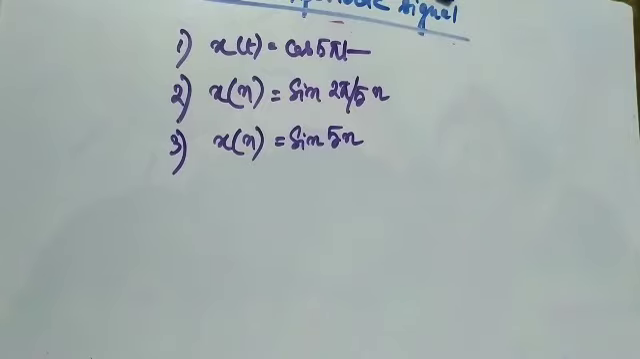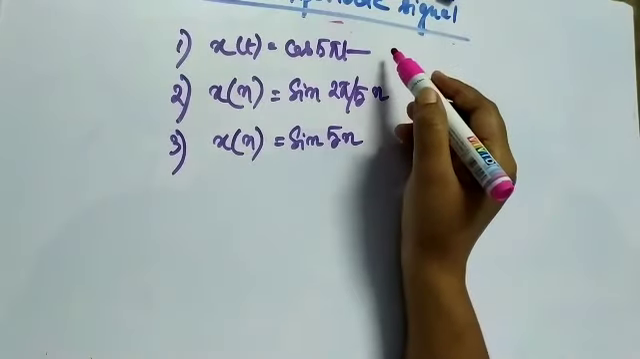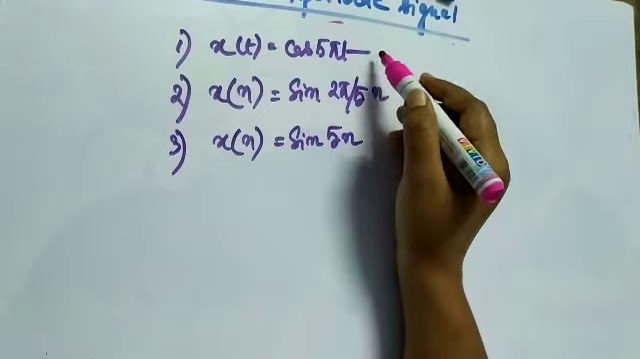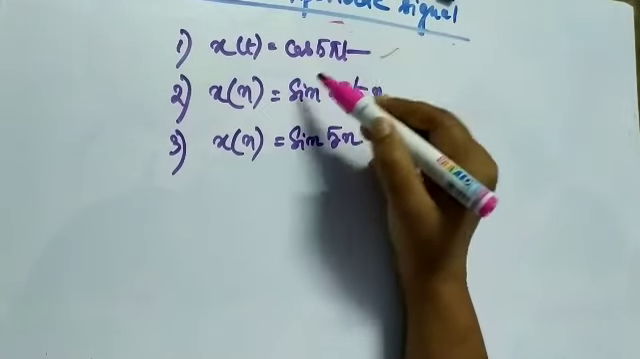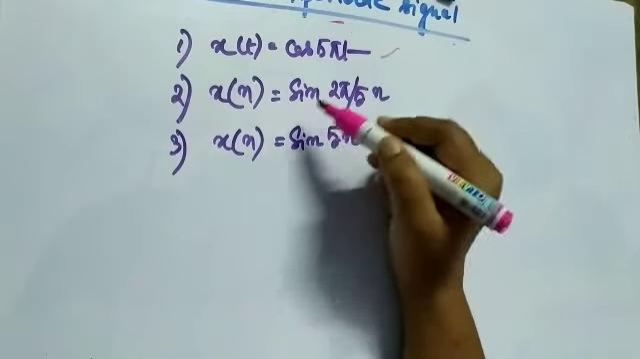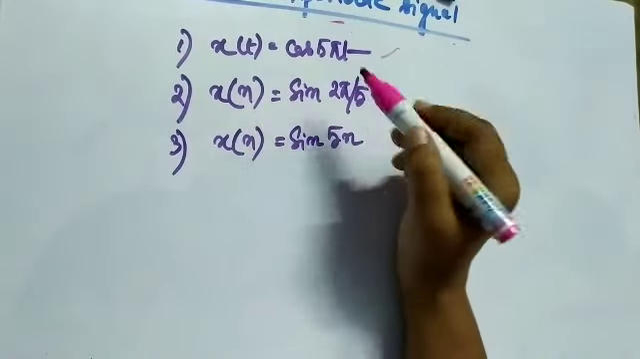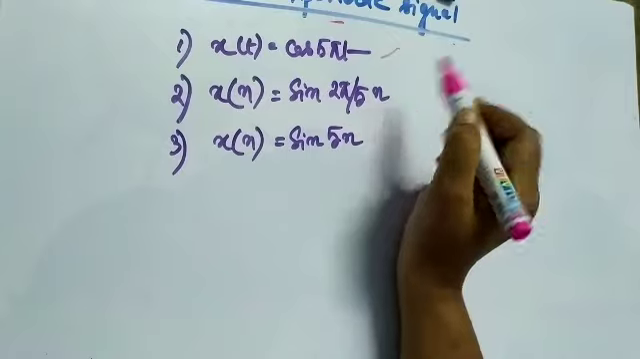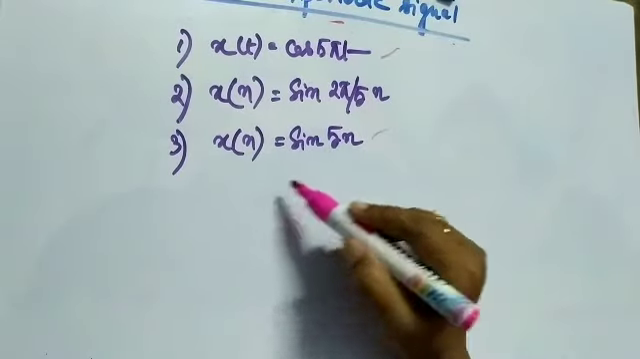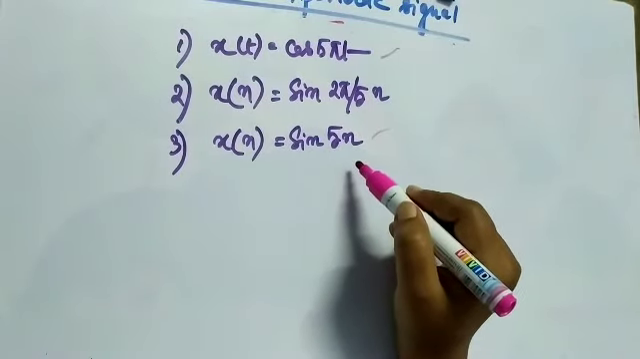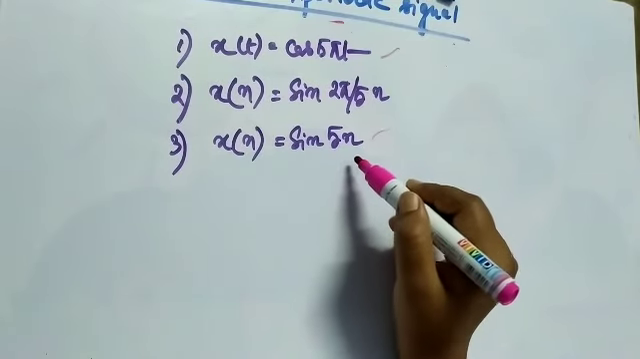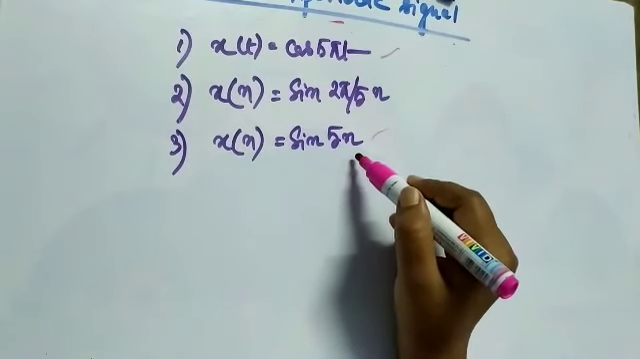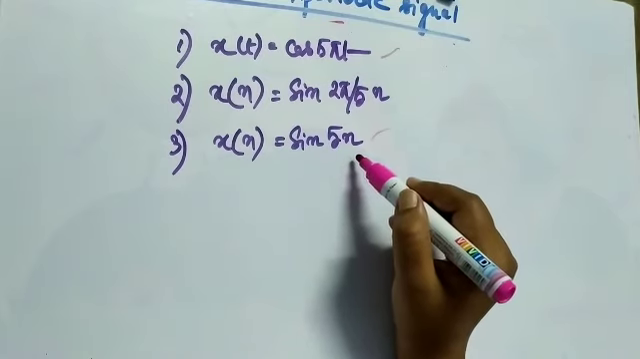Now here is some exercise given to you. There are 3 problems. One is x(t) equals cos 5 pi t. Second is x[n] equals sine 2 pi by n, and third is x[n] equals sine 5n. Check whether each signal is periodic or not. If periodic, then find out the fundamental time period.